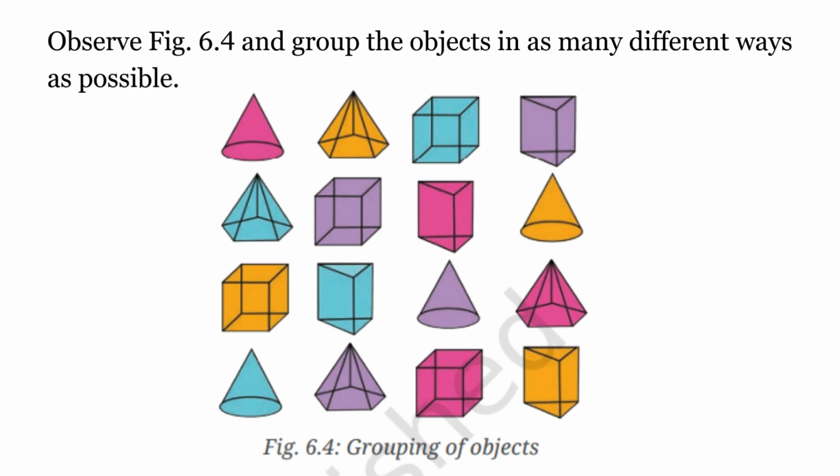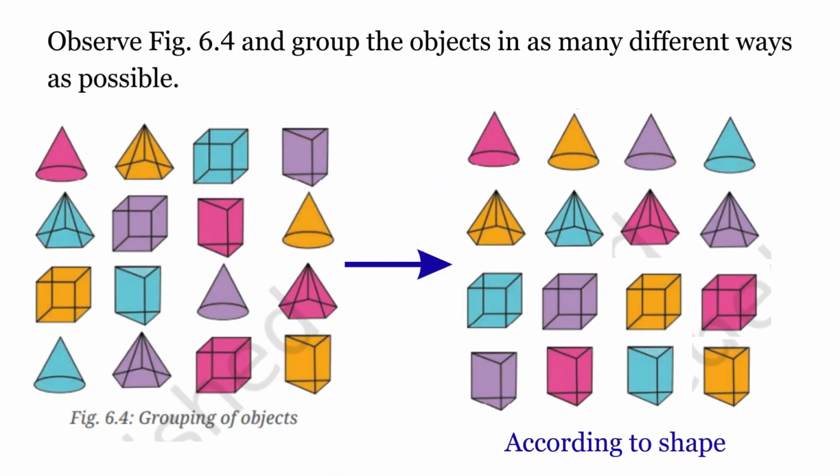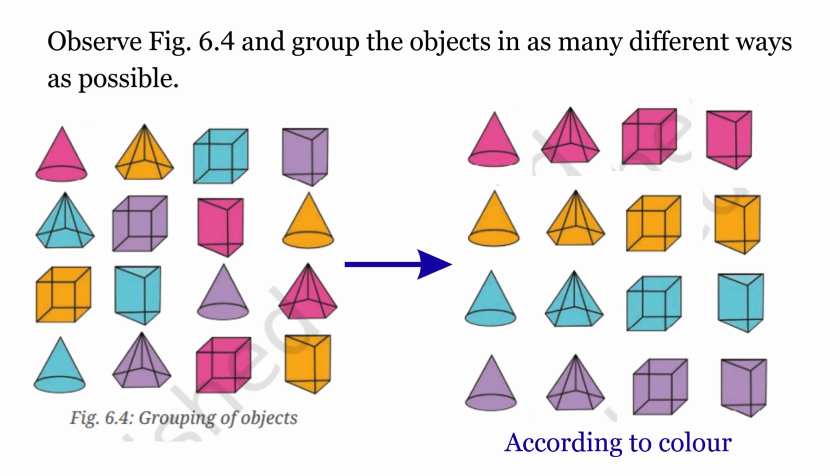Now observe figure 6.4 and group the objects in as many different ways as possible. So students, here you can see that the objects have been classified based on their shape, and here they have been classified according to their color.